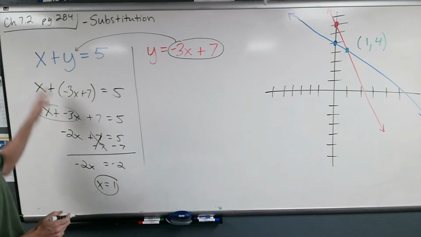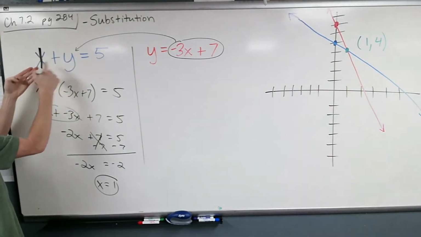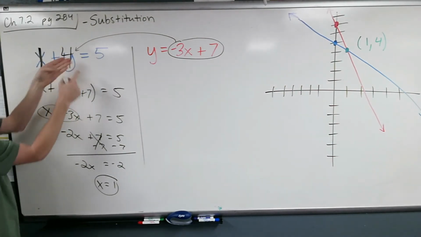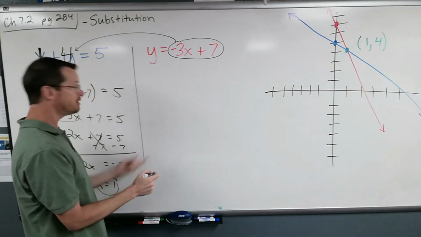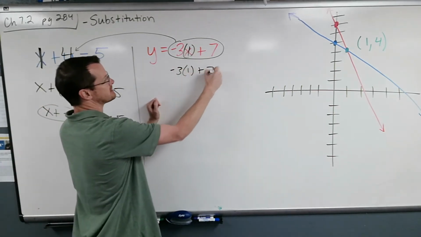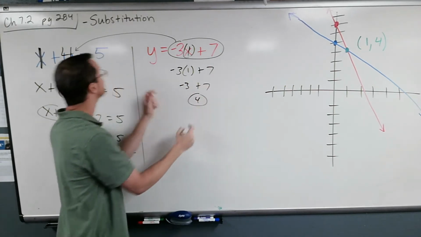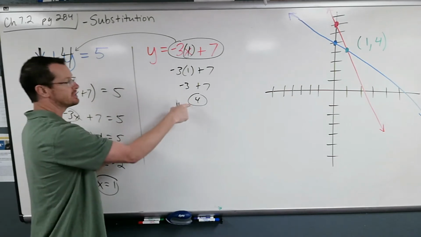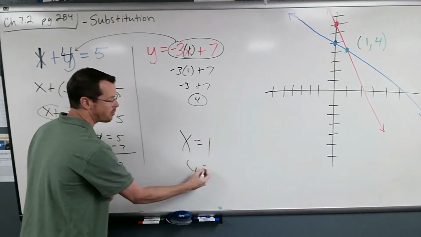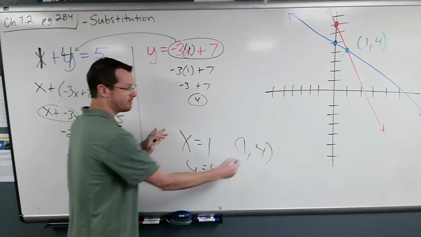But if x is 1, if we know that this value is just a 1, then 1 plus what is 5? Well, 1 plus 4 is 5. Or over here, plug in the 1. Negative 3 times 1 plus 7. Well, negative 3 times 1 is just negative 3, plus 7. That's a 4. Again, it's a 4. My y value has to be 4. So if my x value is equal to 1, my y is going to equal 4. That is 1 comma 4. And that's my point.